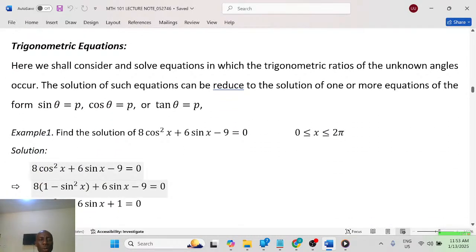Now we'll come to the other one, trigonometric equations. In trigonometric equations, here we consider how to solve equations in which the trig ratios of the unknown angles occur. The solution of such an equation can be reduced to a solution of one or more equations of the form sin theta equals P, cos theta equals P, or tan theta equals P. The first example says, find the solution of the equation 8 cos square x plus 6 sin x minus 9 equals 0, and the value of x ranges between 0 and 2 pi. 2 pi is equivalent to 360 degrees.